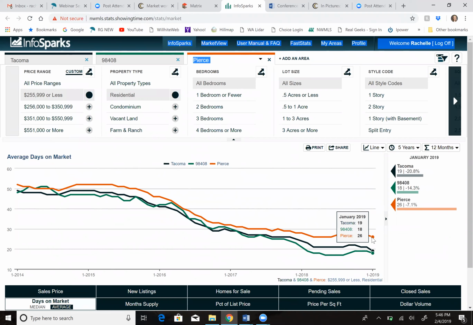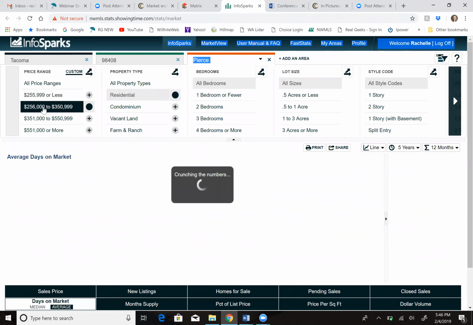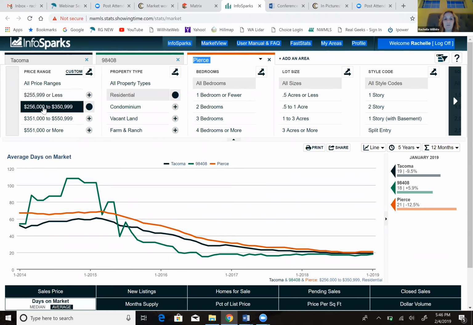Things are fast moving all over Pierce County right now under that price range. Now, if we change the price range, we click on this, let's see if it's the same in this price range. Are things staying on the market? Yes, all over Pierce County, all over Tacoma, all over 98408. We're definitely under 20 days right now for days on market.